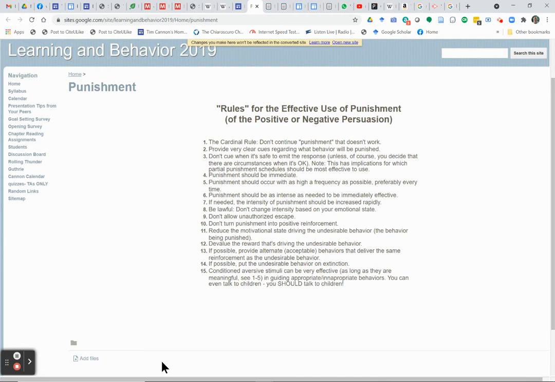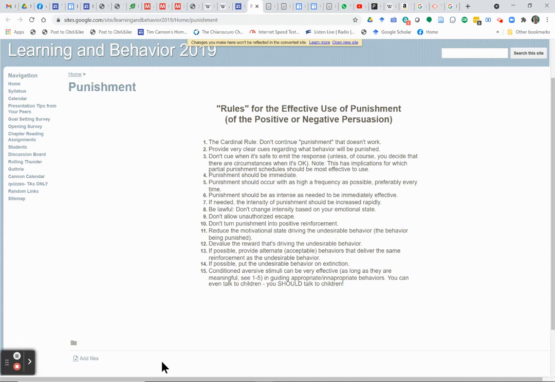It's just automatic. One thing trees don't do, number 3, is cue when it's safe to emit the response, unless that's part of the package, but that's not true with trees. You never get to walk through a tree. It's never safe. Now, related to this is the issue of partial punishment schedules.